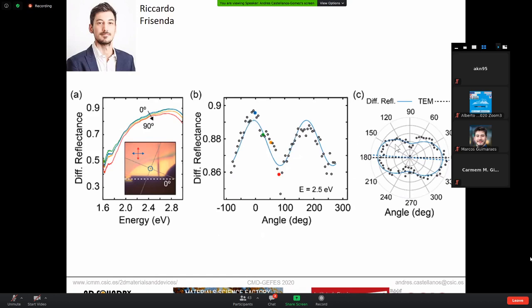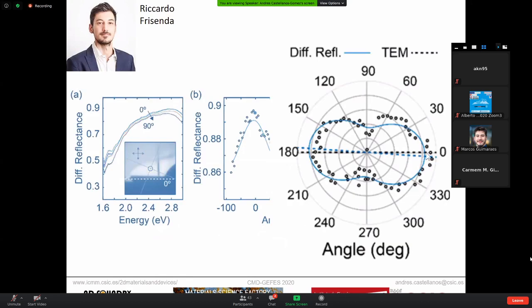We can see a polar plot here, and in this polar plot the maximum position of the differential reflectance, which corresponds to the maximum optical absorption of the system, is almost perfectly aligned with the direction of these ripples that we see in the TEM. This little difference here is within the experimental resolution that we have in the alignment between the two images.